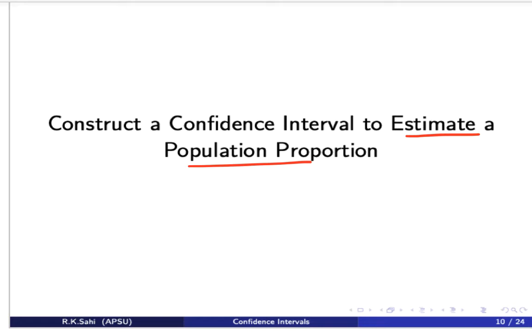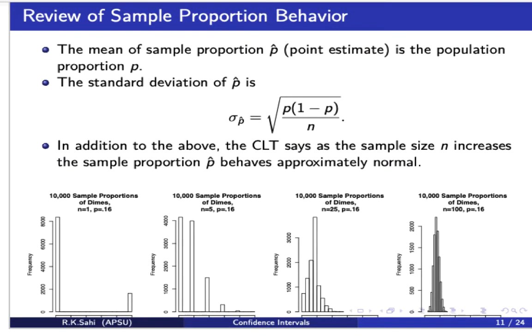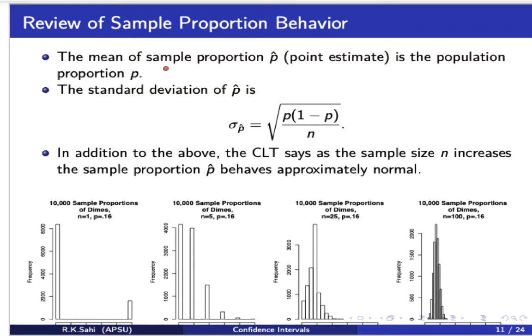A simple review of some sample proportion facts we have here. The first thing is the mean of a sample proportion. Now remember, sample proportion is denoted by p hat. So the mean of a sample proportion is the population proportion. That means mu of p hat, that is sample proportion, is nothing but the population proportion. The standard deviation of the sample proportion is the square root of p times 1 minus p over n. Remember, this n is the sample size.